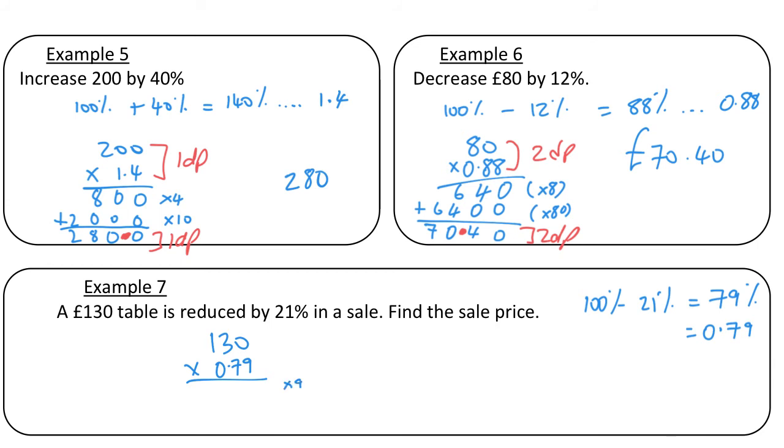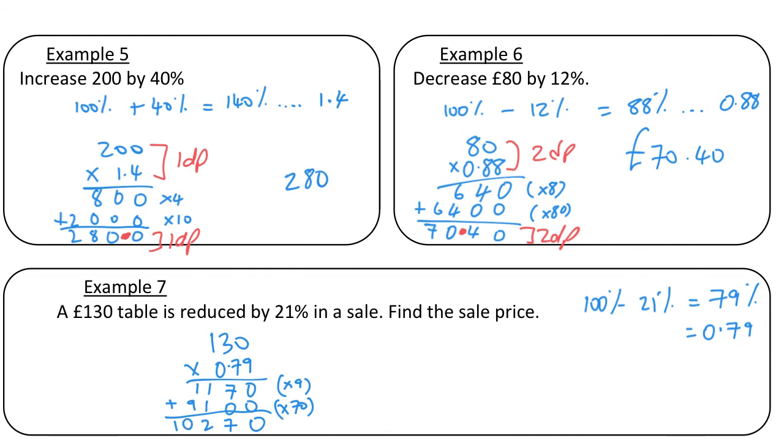We'll multiply by 9 first of all. So 9 zeros are 0, 9 threes are 27, 7 and carry a 2. 9 ones are 9 and 2 is 11. Then we'll multiply by 70. We'll put our 0 down first of all and multiply by 7. 7 zeros are 0, 7 threes are 21, 1 and carry a 2. 7 ones are 7 and 2 is 9. So let's add these. 0 and 0 is 0, 7 and 0 is 7, 1 and 1 is 2, and 1 and 9 is 10.